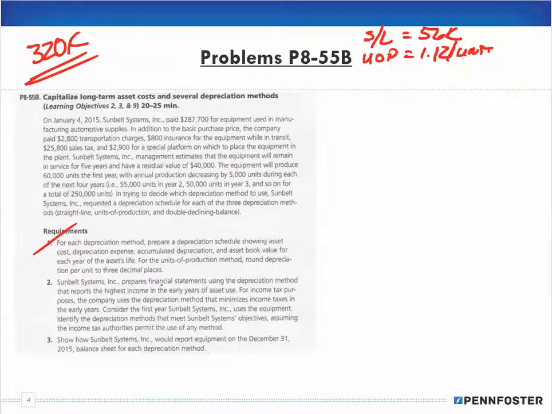So number two here says prepare financial statements using the depreciation method that reports the highest income in the early years of asset use. For income tax purposes, the company uses the depreciation method that minimizes income taxes in the early years. Consider the first year Sunbelt System uses the equipment. Identify the depreciation method that meets Sunbelt's objectives, assuming that the income tax authority permits the use of any method. All right.